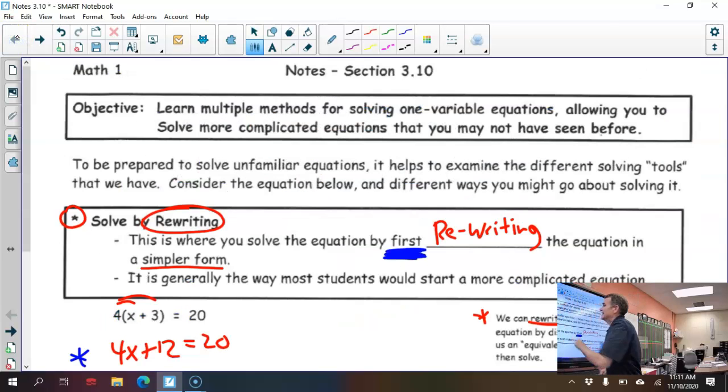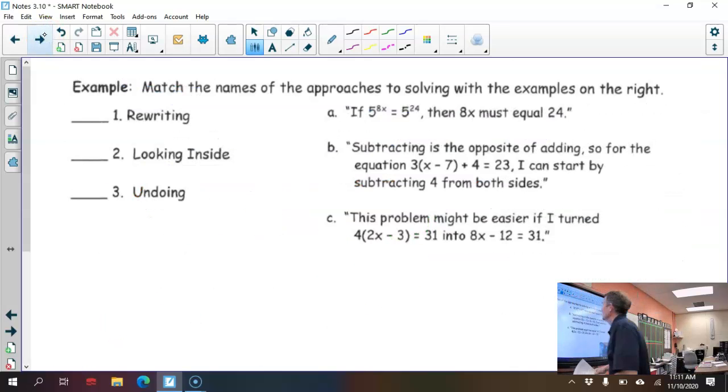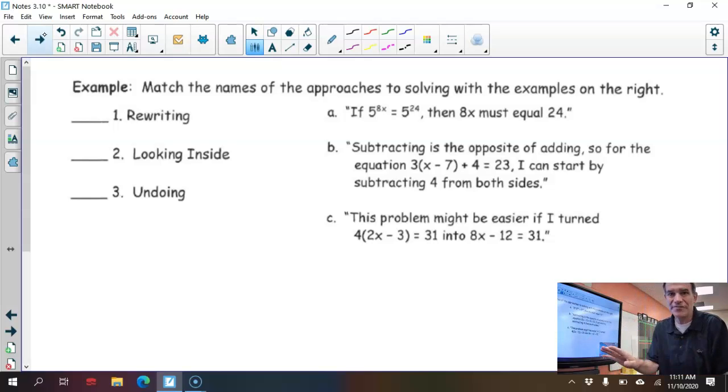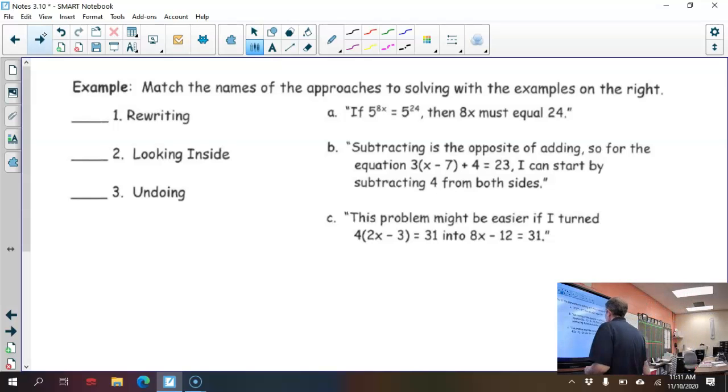undoing, and rewriting. Now I have this example on the back where I have described 3 problems and what I did to solve them, and you're supposed to match them up with each name. See if you can do that before I do it. Pause for me, and then come back and see if you get what I got. Okay, what you should have gotten was this.